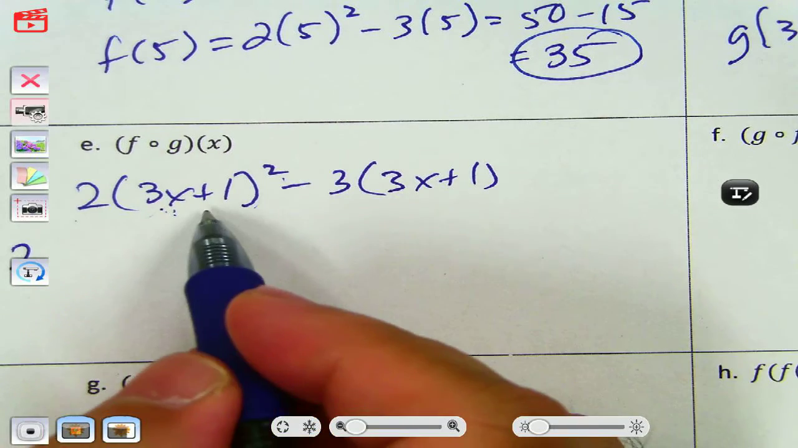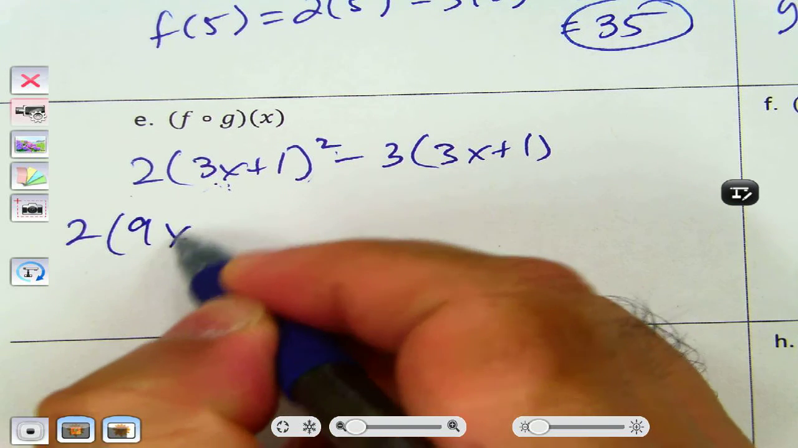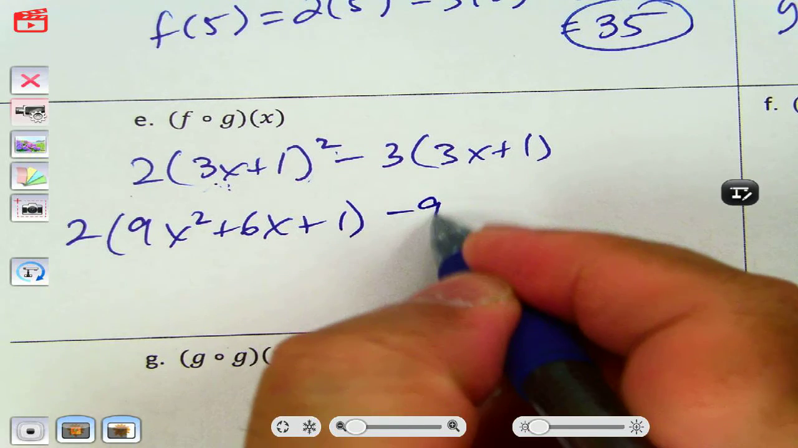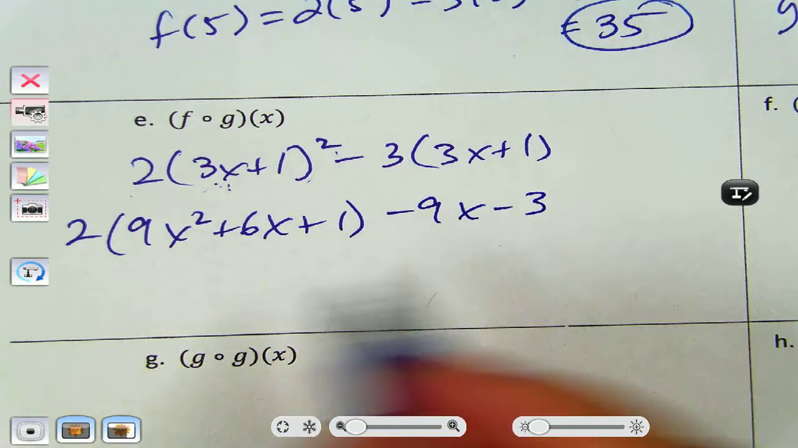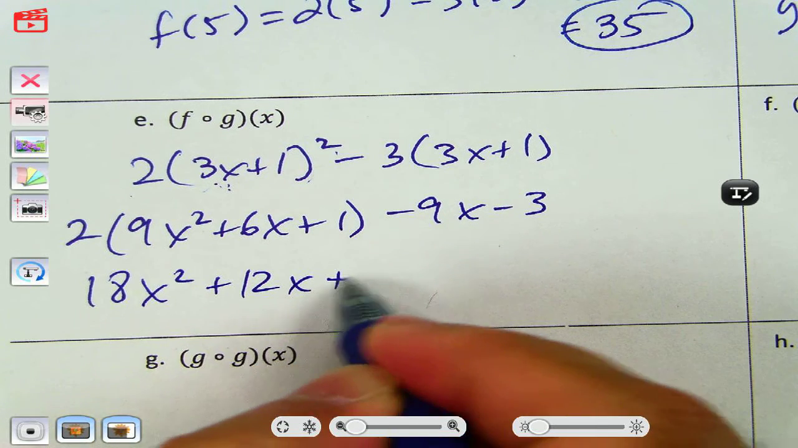Remember, you've got to square the binomial. When you square a binomial, it turns into a trinomial. Distribute the negative 3, so it's negative 9x minus 3. Multiply that out, so it's 18x squared plus 12x plus 2.